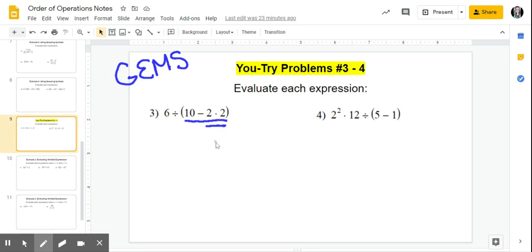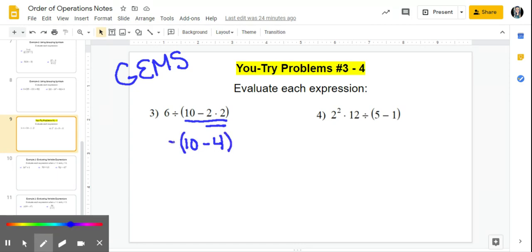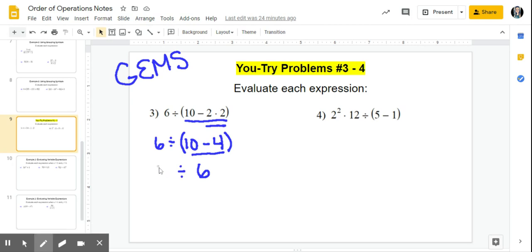2 times 2 gives me 4, and I'm going to drop down everything else, including the parentheses, and the divide by 6. What should I do next? I still have these grouping symbols here, so I need to do 10 minus 4 next. That gives me 6, and I can drop down the divide by 6. One step left. What's the final answer? The final answer is 1.